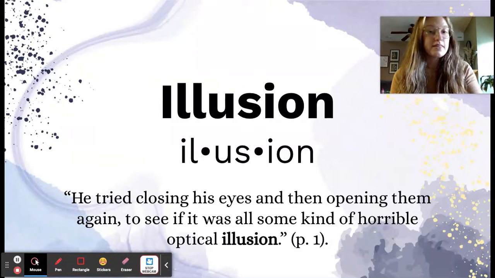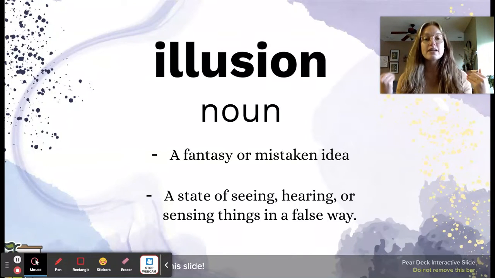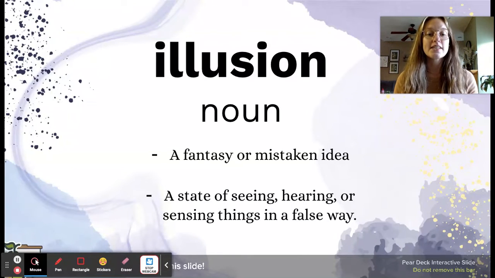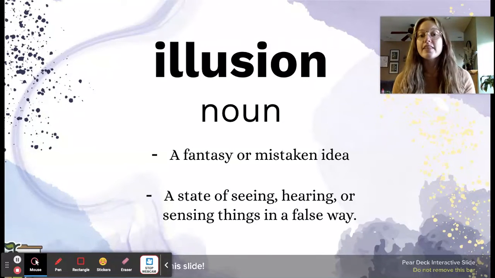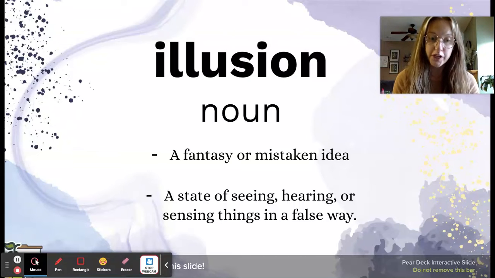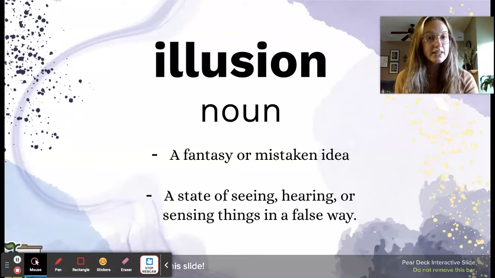Then I would go to the next slide where it says illusion is a noun. Illusion means a fantasy or mistaken idea. It gives you that sense of seeing, hearing, or sensing things in a false way. I would give another example: the art gave an optical illusion. And then I could ask for volunteers to give an example.